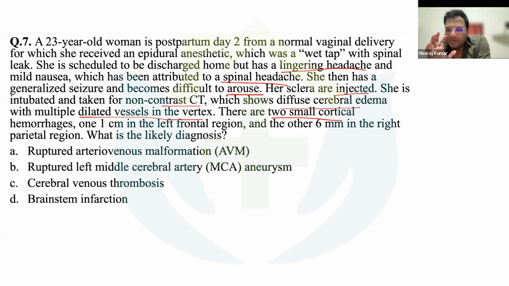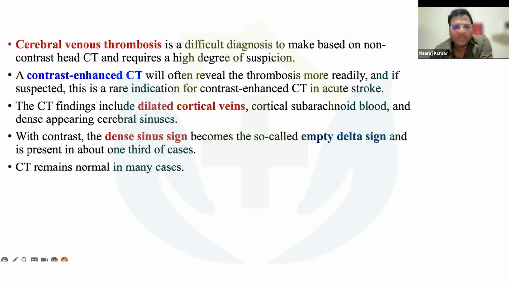I think if you go with those CT findings, the straight away diagnosis is there. Good. Many of you have marked it right. So this is your classical case of cerebral venous thrombosis. Now you read why. Why is this so?